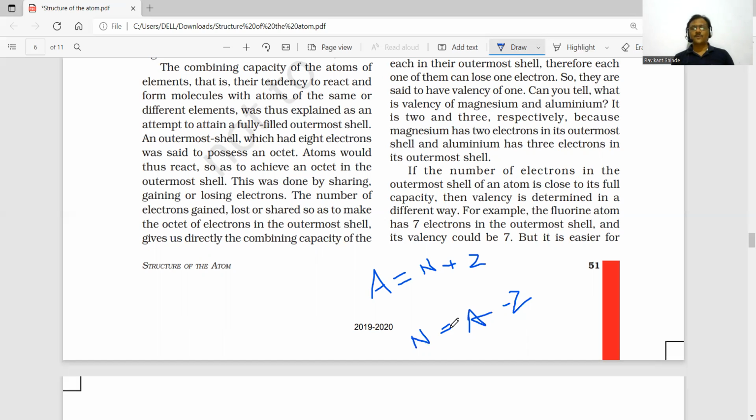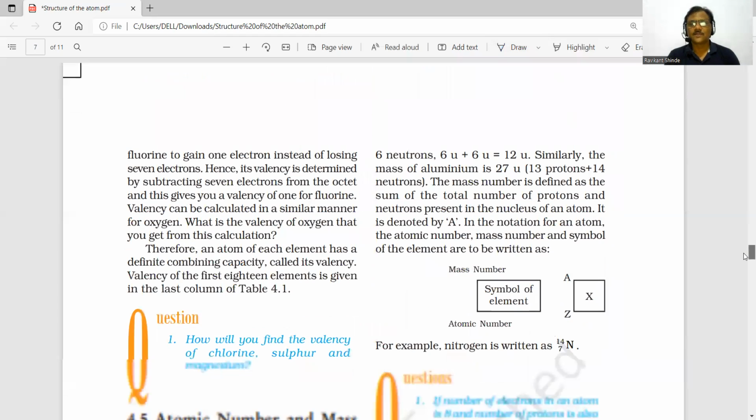Atomic mass of aluminium is 27. Atomic number of aluminium? 13. So 27 minus 13 is 14. So the number of neutrons in aluminium is 14. This way we can find the number of neutrons present in any atom, like uranium, where 235 is the atomic mass and 92 is the atomic number. Now see how we are going to represent the atom.